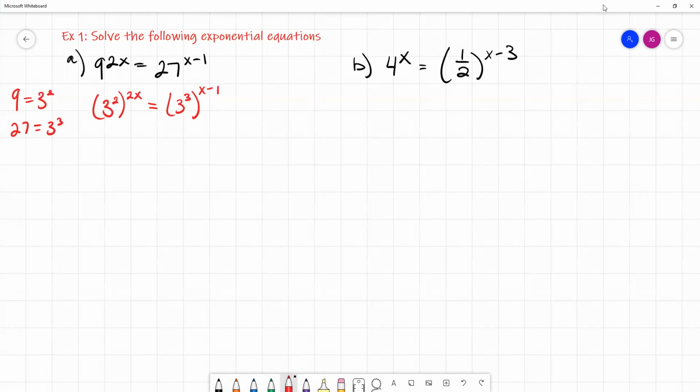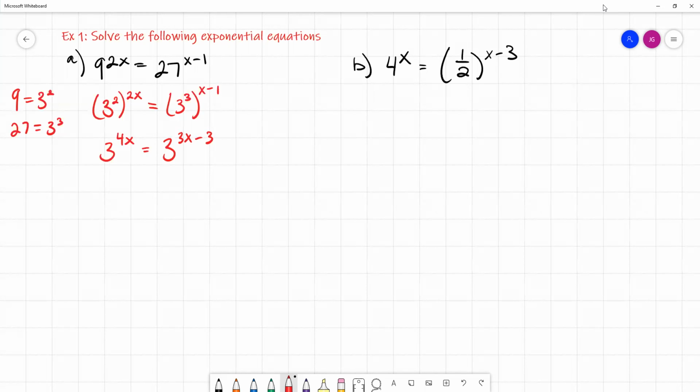Now I need to clean this up a little bit so that I can then use the one-to-one property. Remember, when it's an exponent to an exponent, those get multiplied. So 2 times 2x, that's going to be 3 to the power of 4x. And then 3 times x minus 1, that's going to be 3x minus 3.